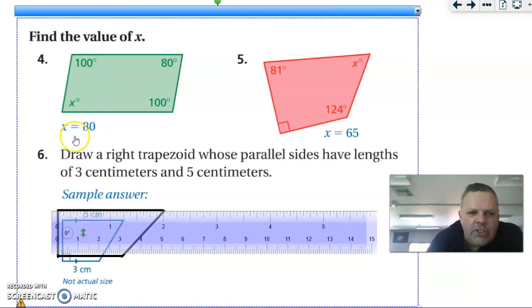Hopefully you had a chance to get x equals 80 and x equals 65, because when you add these all up, that equals 280. You subtract 280 from 360, you will get 80. On this one, when you add 81, 124, and 90, you will get 295. Subtract that from 360, and you will get 65. Don't worry about drawing trapezoids or anything like that.